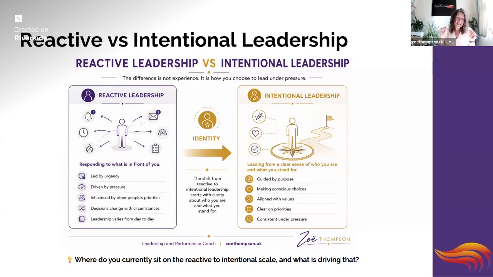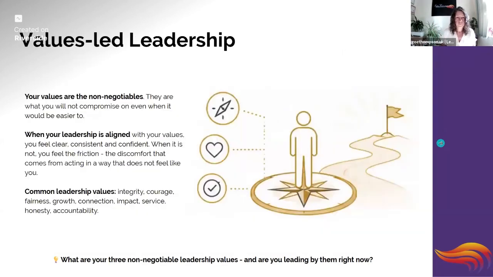So this is seen as a sliding scale. Where do you sit at the moment? You have reactive leadership on one end and intentional leadership on the other. Where does the X mark the spot of where you currently feel you are? Then we can look at moving you closer to intentional leadership.